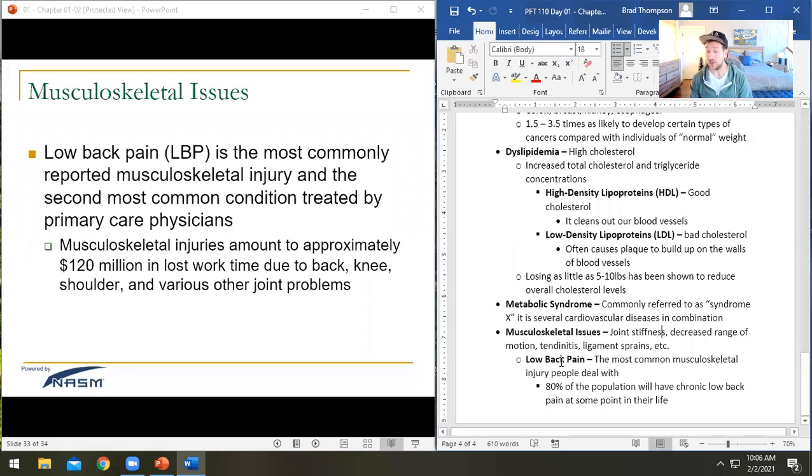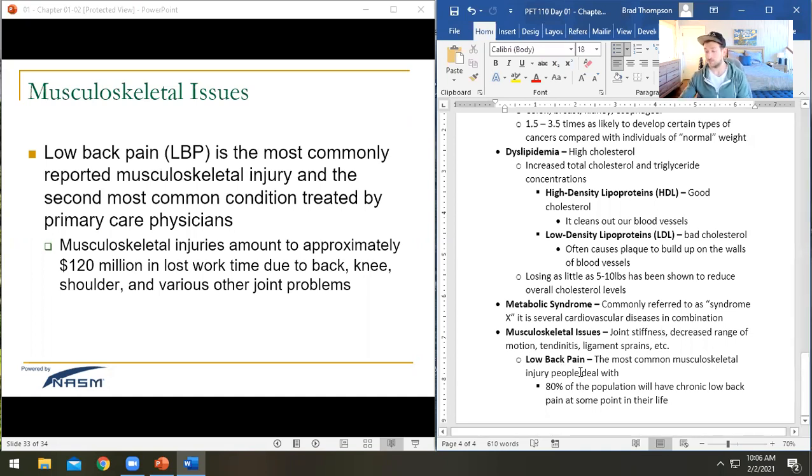Low back pain, right? 80% of people, by the way, deal with low back pain at some point in their lives. And when I say low back pain, I don't mean they threw out their back temporarily. I mean chronic low back pain that they'll deal with for months to years at a time.